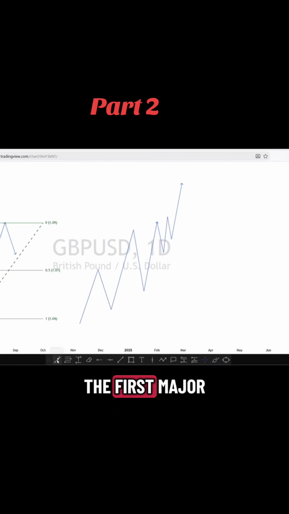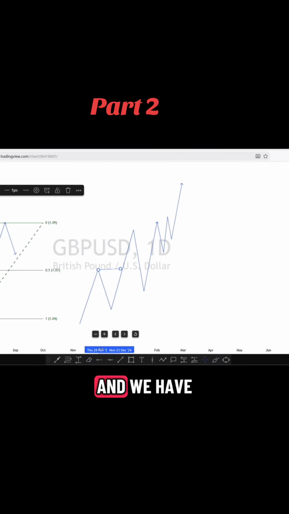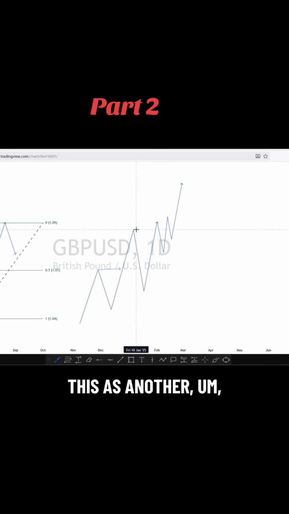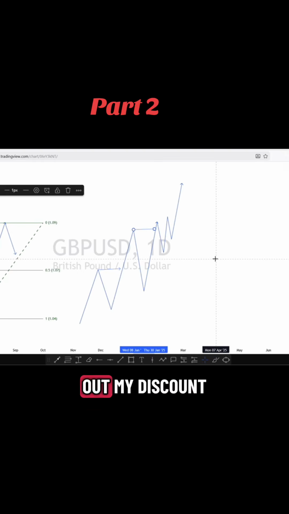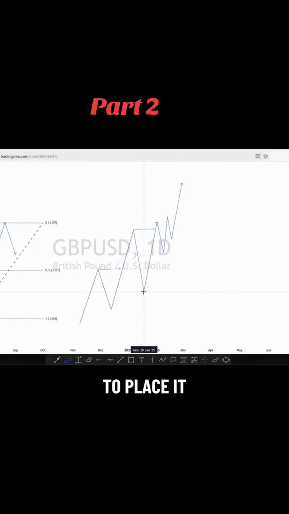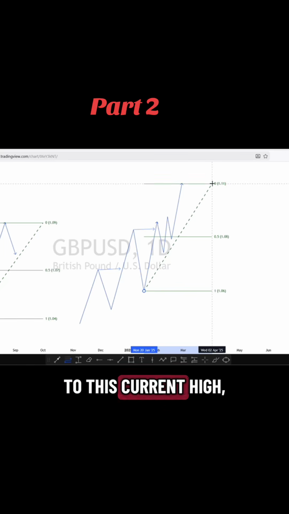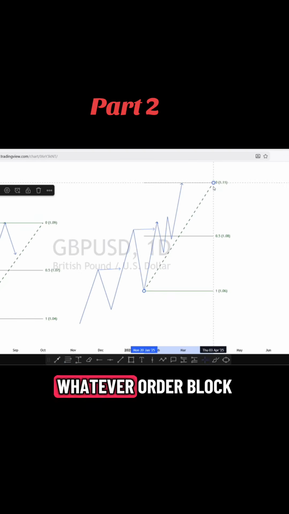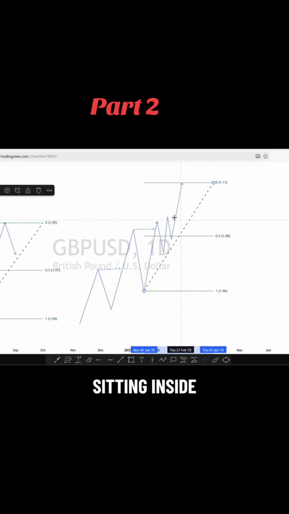Now, this is the first major break of structure, just like this. And we had this as another major break of structure to the upside. How do I want to mark out my discount and premium zone? Still on that, take your Fibonacci and place it from this low to this current high, right? So whatever other block that you have sitting inside the premium zone is not a valid order block or demand level to buy from, right?